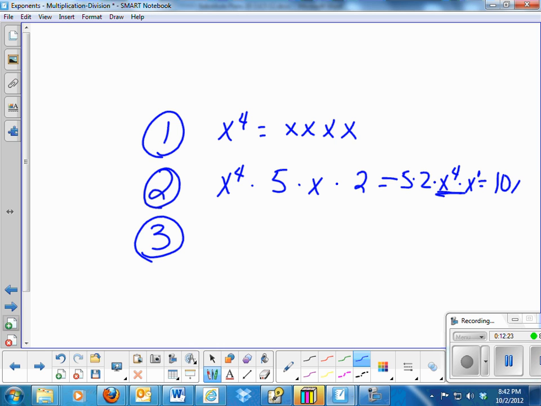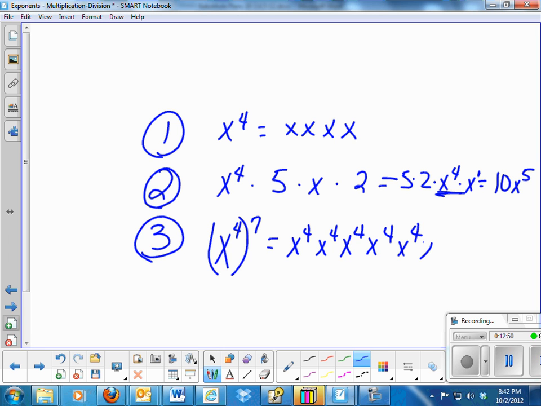So I have 10 times x to the 5th power. This was when I have exponents next to each other, common base. And now this last one, when we took a power to a power, we did x to the 4th, to the 7th power. That's equal to 7 groups of x to the 4th, x to the 4th, x to the 4th, x to the 4th, x to the 4th, x to the 4th, x to the 4th. Do I have my 7? I think I do. And what is that equal to? x to the 28th power.